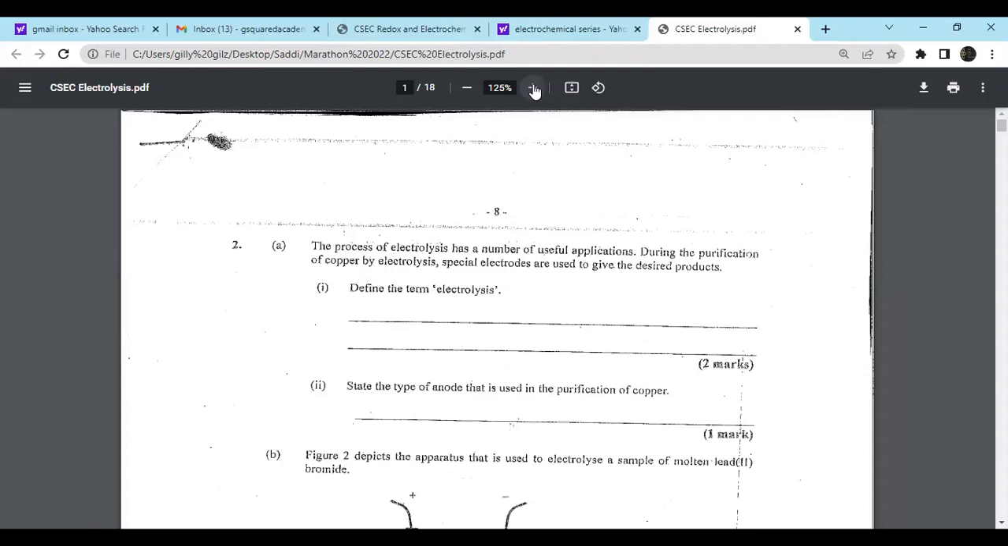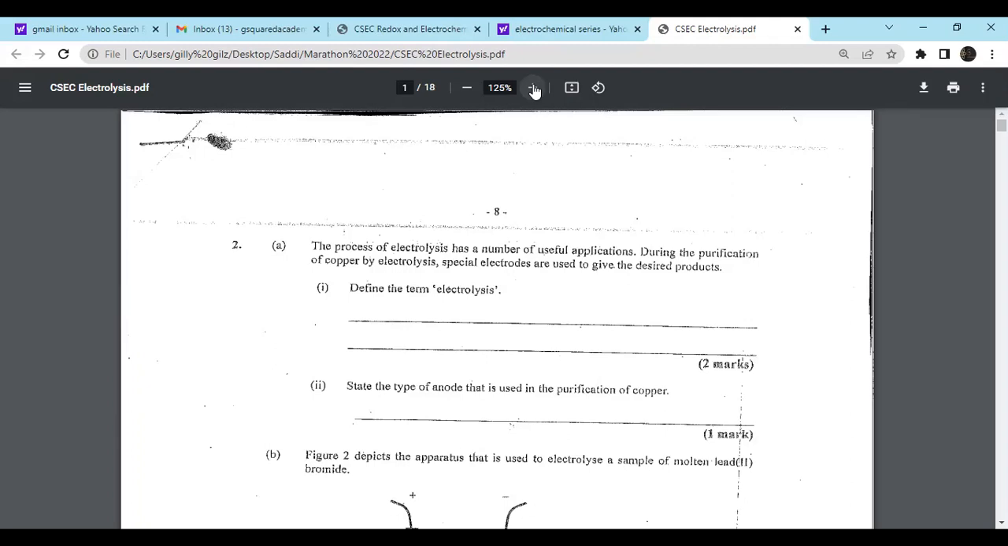So the process of electrolysis has a number of useful applications, such as the purification of copper by electrolysis. We just looked at that. Special electrodes are used to give the desired products. Define the term electrolysis. Electrolysis is the breakdown of an electrolyte by the passage of an electric current through it.